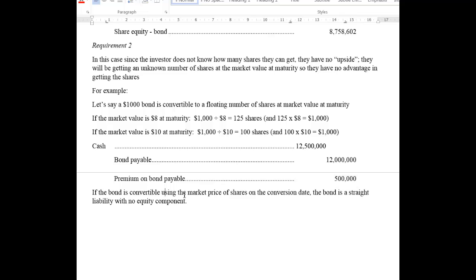So if the bond is convertible using the market price of the shares on the conversion date, the bond is a straight liability with no equity component, because we can't value the equity component, because we don't know how many shares we're going to get at maturity. So there's really no value in the equity component for the investor, so the issuer doesn't value it.